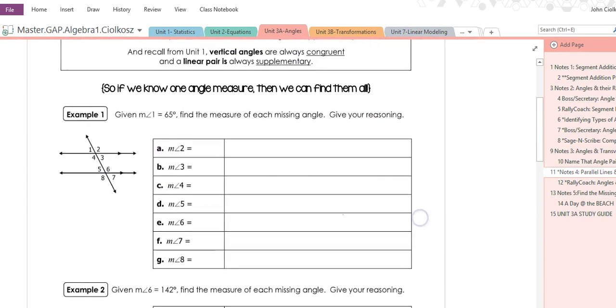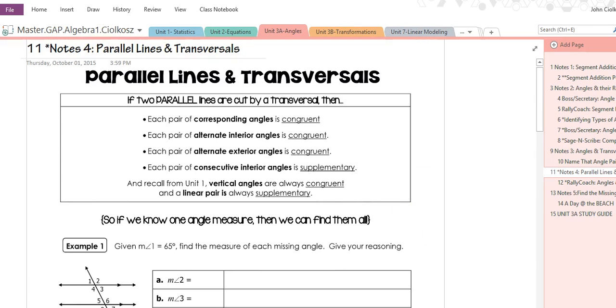Alright, so a little bit of vocab here. Reviewing from earlier, corresponding or congruent. Alternate exterior, alternate exterior congruent. The one thing I hinted at in the last set of notes, consecutive interior, if it's parallel lines, then they're supplementary. So that means they would add to 180.